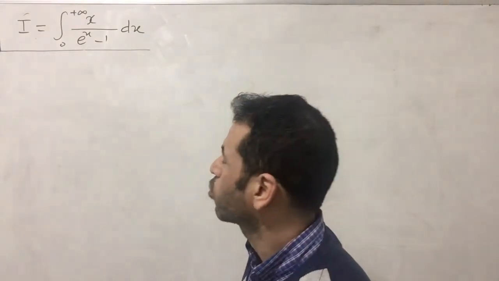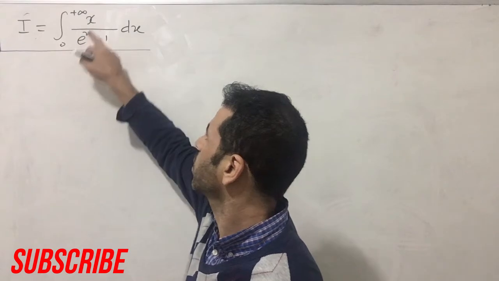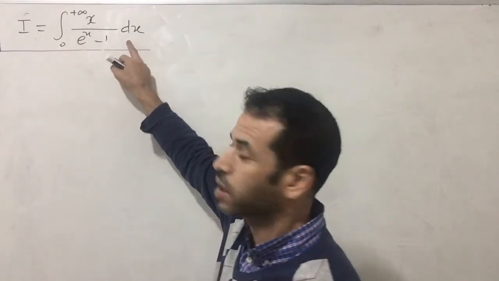Hi, here is a nice improper integral. It's set as the integral from 0 to plus infinity of x over e to the x minus 1 dx.